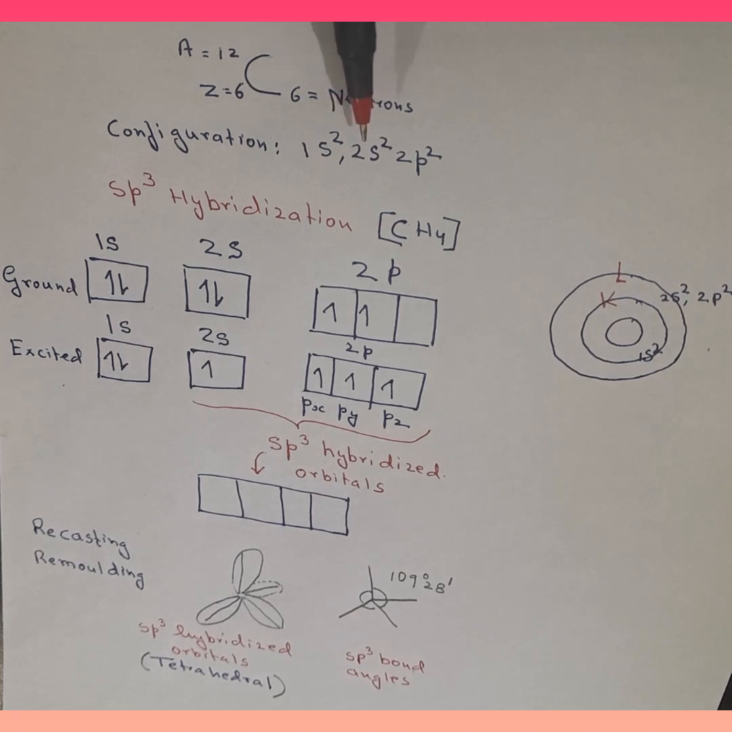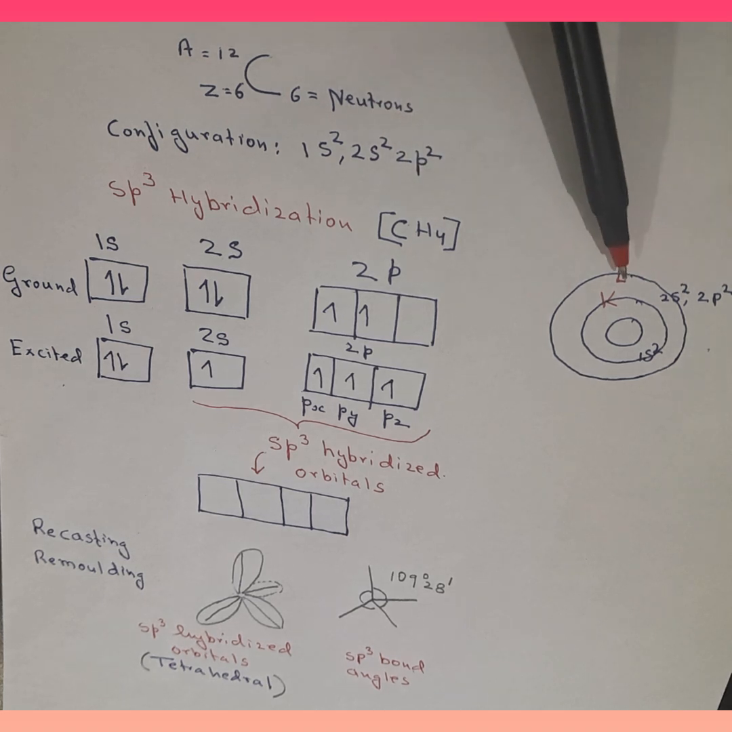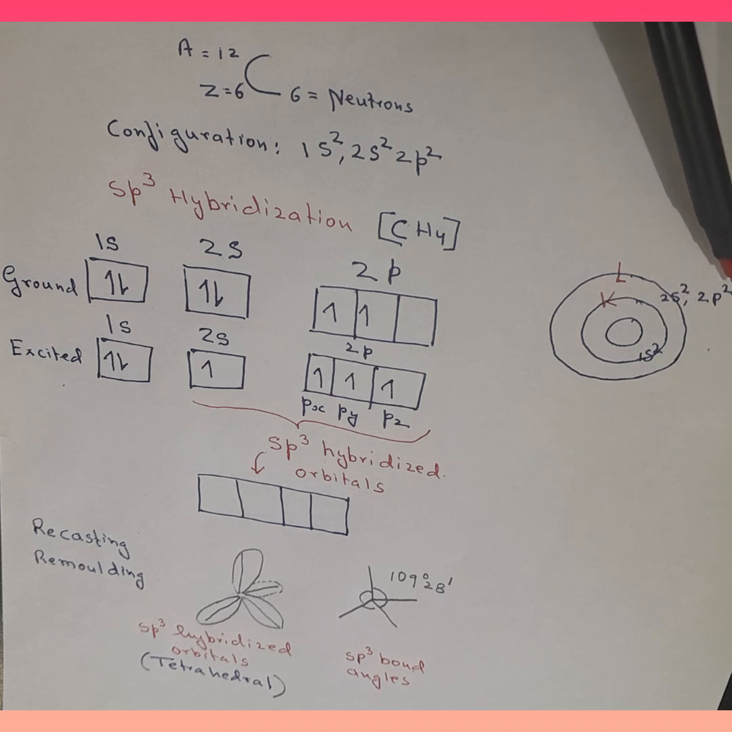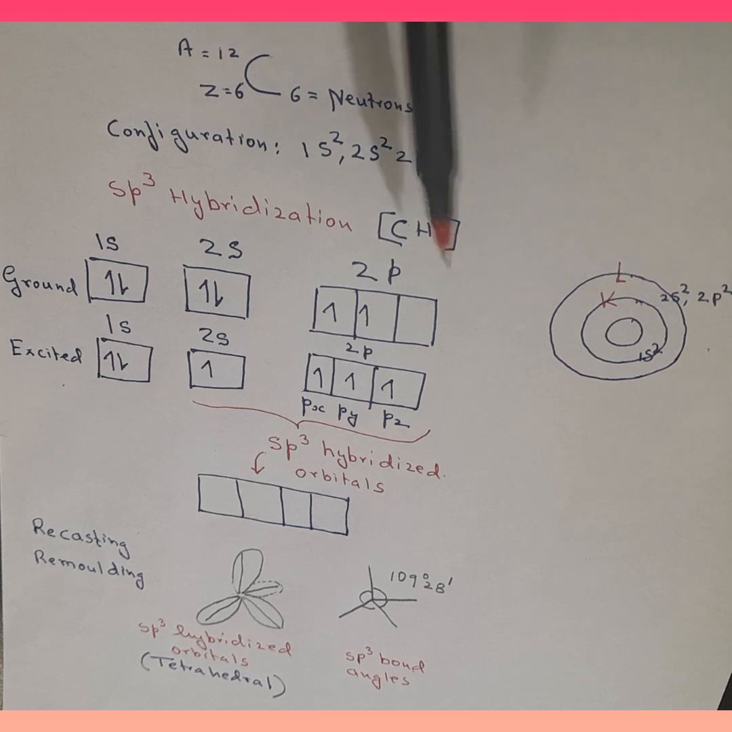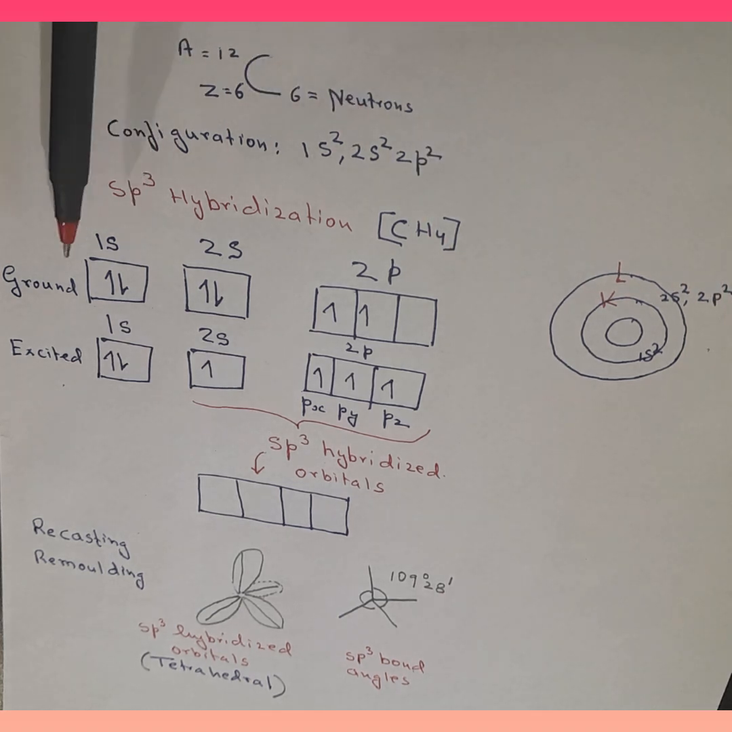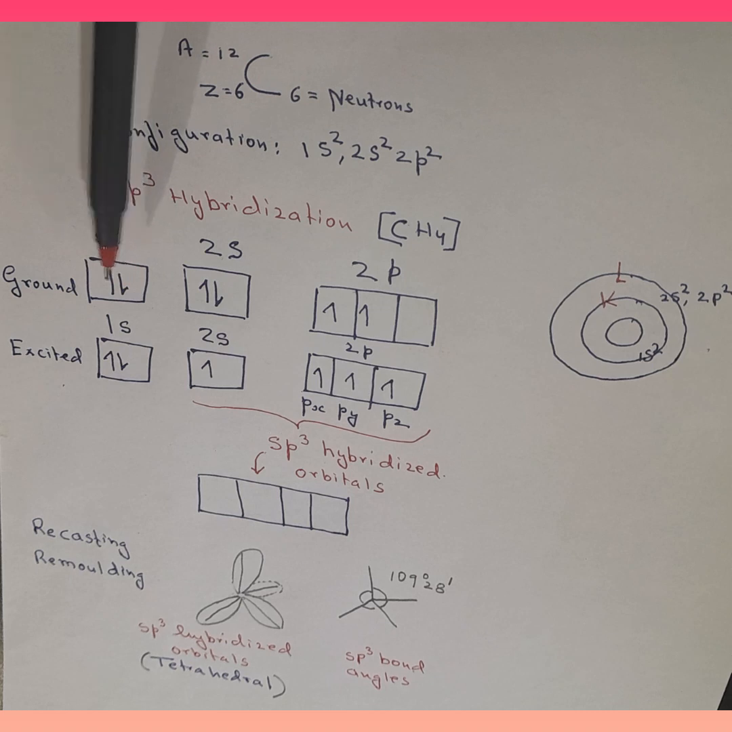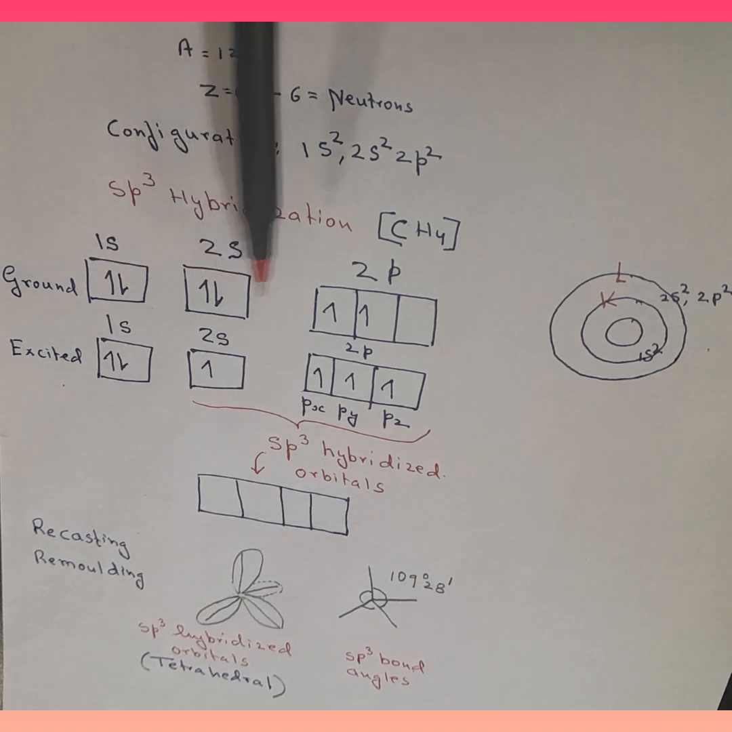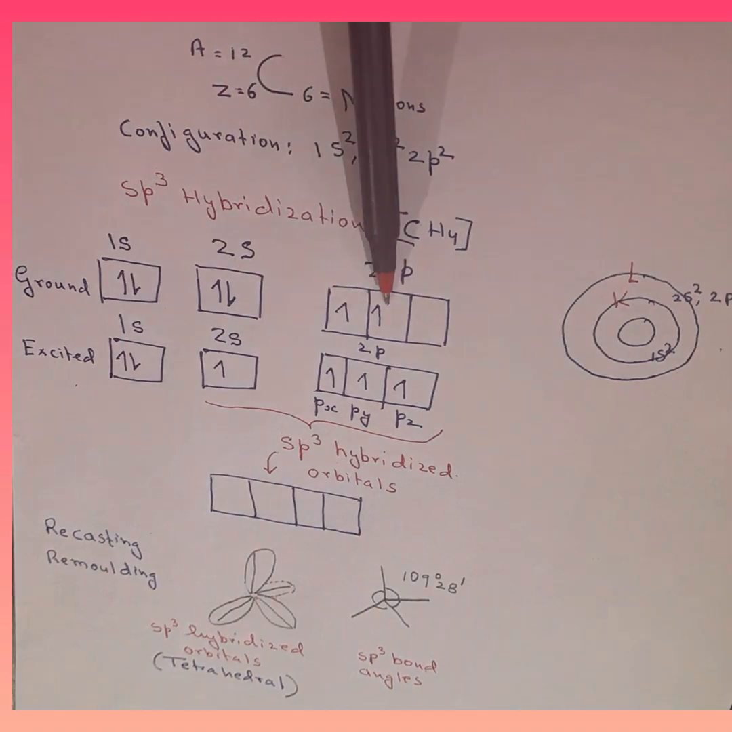In the second orbit it has 4 electrons, that is 2s2 and 2p2. So the second shell is the L shell and it has got 2 electrons in the s orbital or subshell and 2 electrons in the p orbital or subshell. Alright, so that's about configuration, and that's what is represented over here. In ground state it has 1s 2 electrons, 2s 2 electrons and 2p 2 electrons.